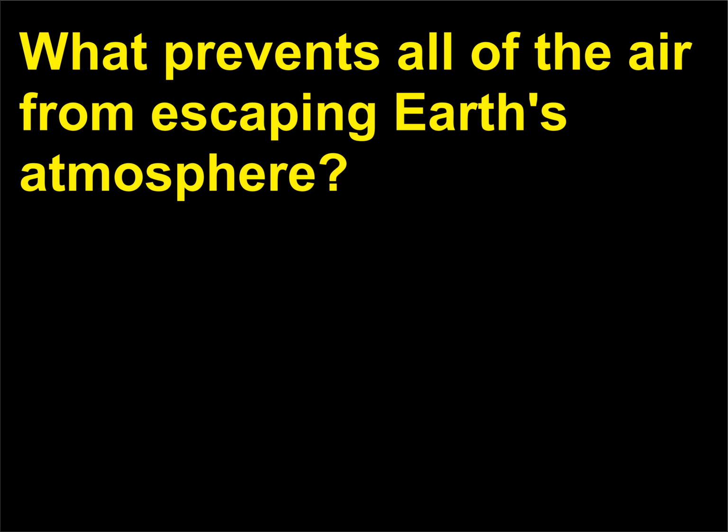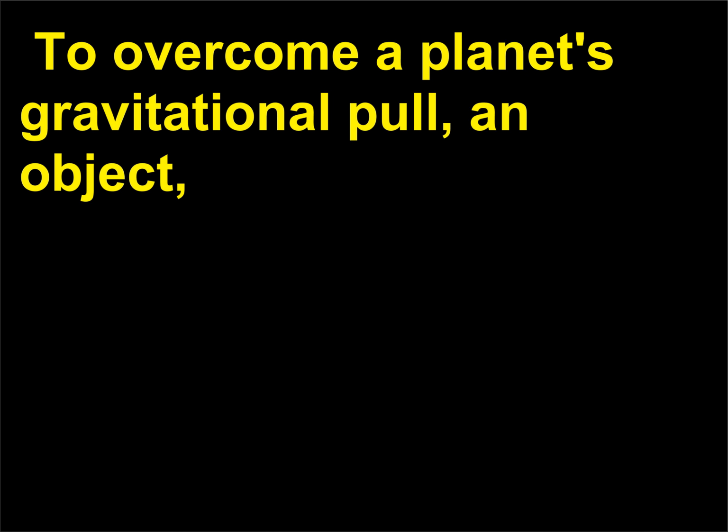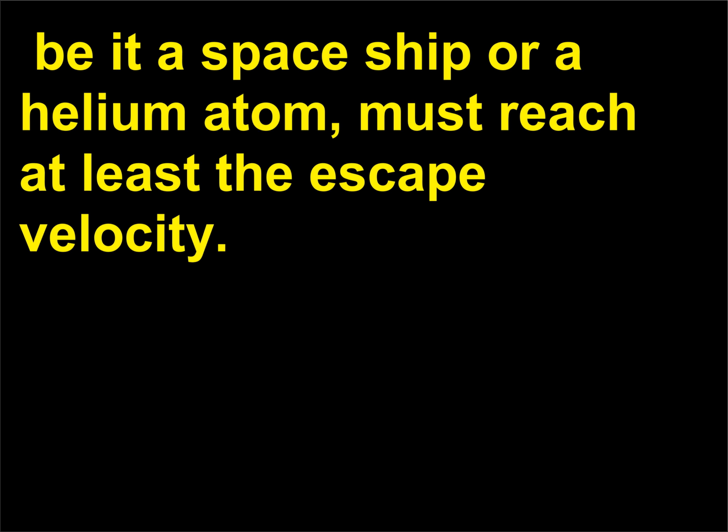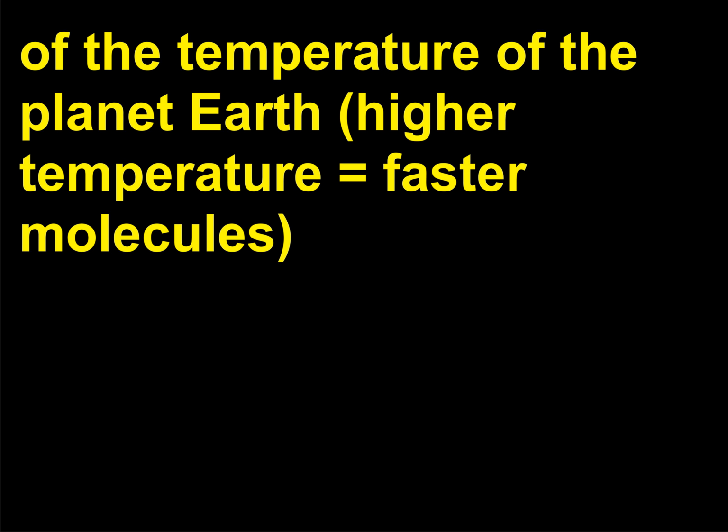What prevents all of the air from escaping Earth's atmosphere? Gravity. Every molecule on Earth is pulled toward the planet by gravity, even the very lightest gas molecules. To overcome a planet's gravitational pull, an object, be it a spaceship or a helium atom, must reach at least the escape velocity. Almost all of the molecules in the atmosphere are below this velocity because of the temperature of the planet Earth. Higher temperature equals faster molecules.